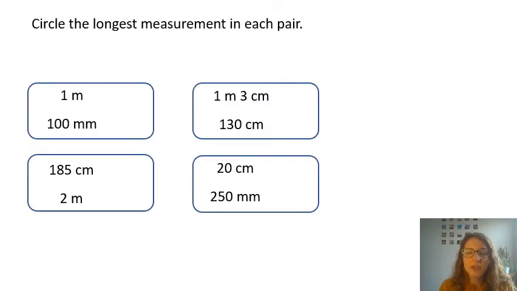I want you to have a look at each of these 4 sets. So we've got 4 pairs. Which is the longest measurement in each pair? So the important word there is longest. Which one in set 1, 2, 3 and 4? So pause, have a look and see. Come back when you're ready.